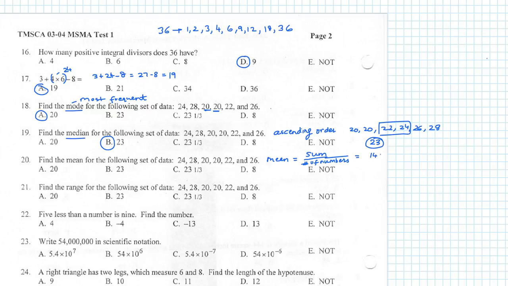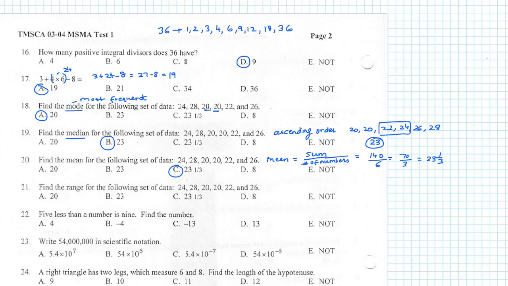So this is 140 divided by the number of numbers. We have 6 numbers over here, so this is equal to 70 divided by 3, and if you divide 70 by 3, what you'll get is 23 1/3. So the correct answer is C.